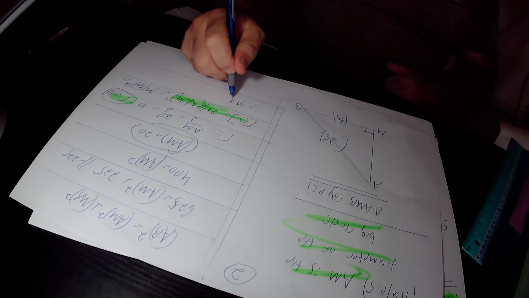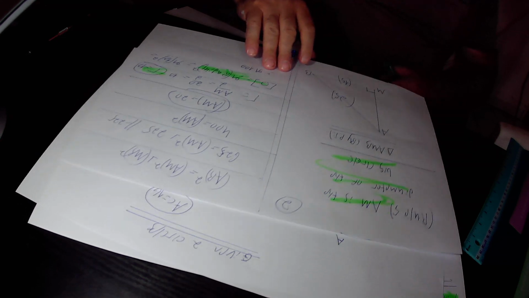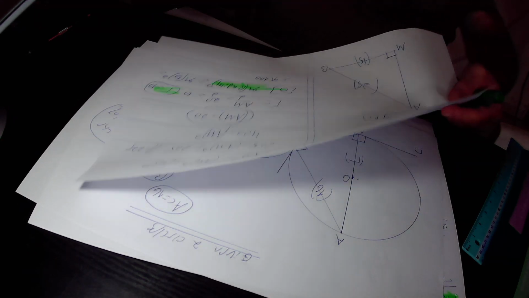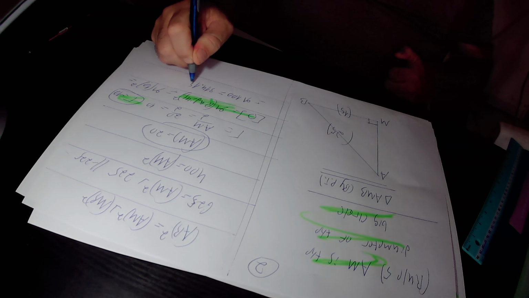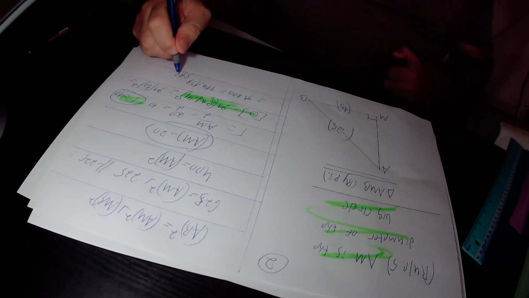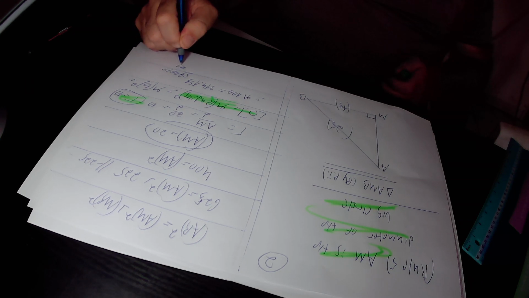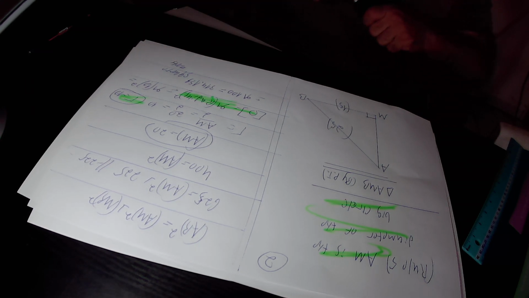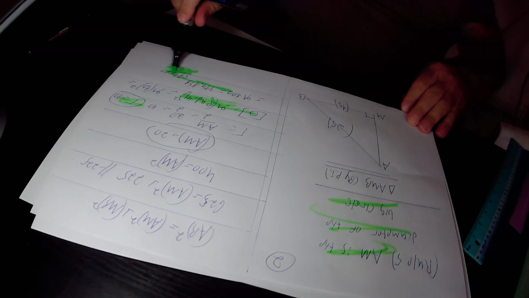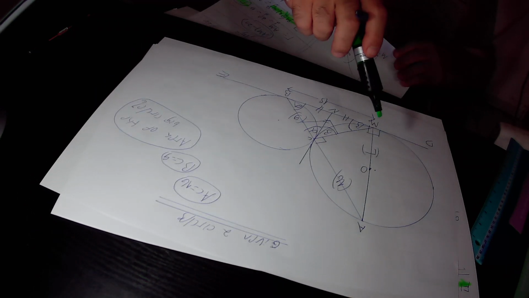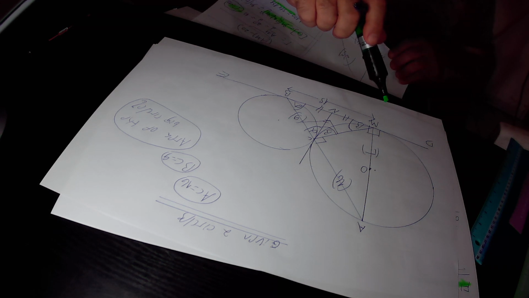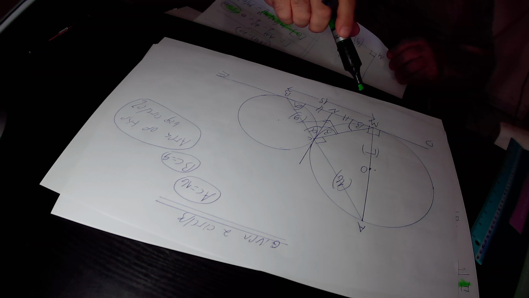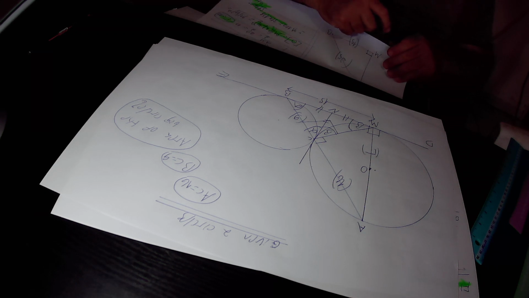10 squared is 100. So in total, the area of this big circle equals either 100 pi square units, or in terms of numbers, 314.159 square units. And that is the answer to the question. Repeat again: the area of this big circle is equal to either 100 pi square units, or 314.159 square units. So we finish the first question.